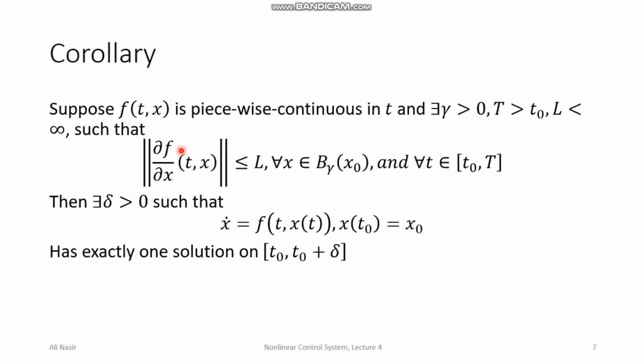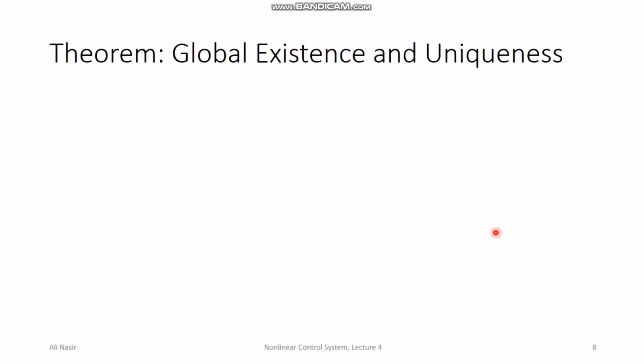This is very similar to what we saw in Lipschitz continuity, which can also be defined in terms of the bound on the slope. Similarly, we can define the existence and uniqueness of the solution of the differential equation in terms of the bound on the slope. Okay, so then there is global existence and uniqueness.